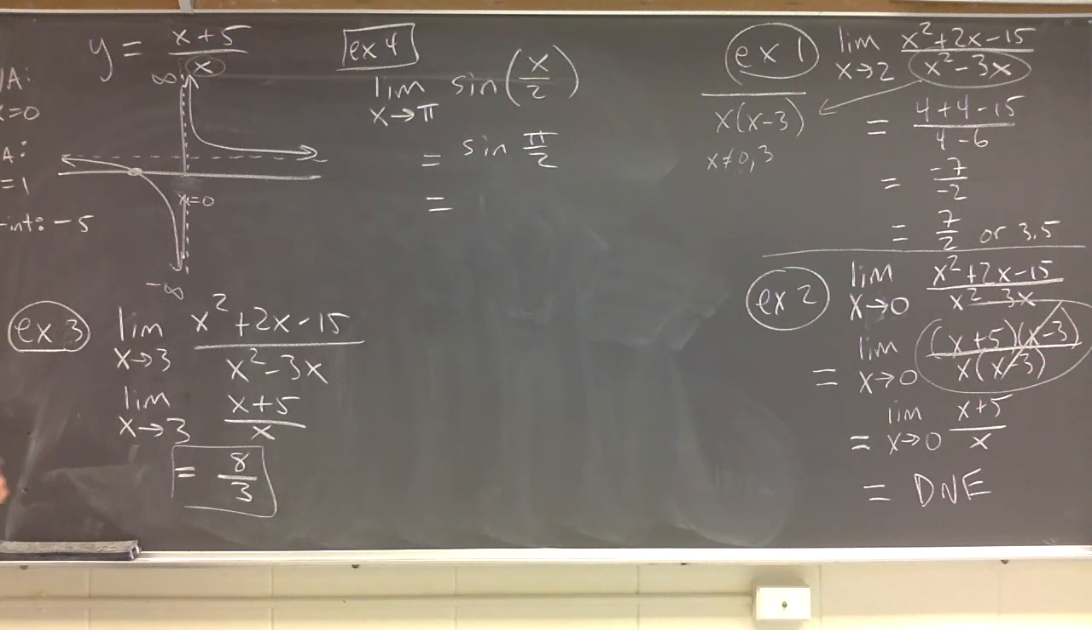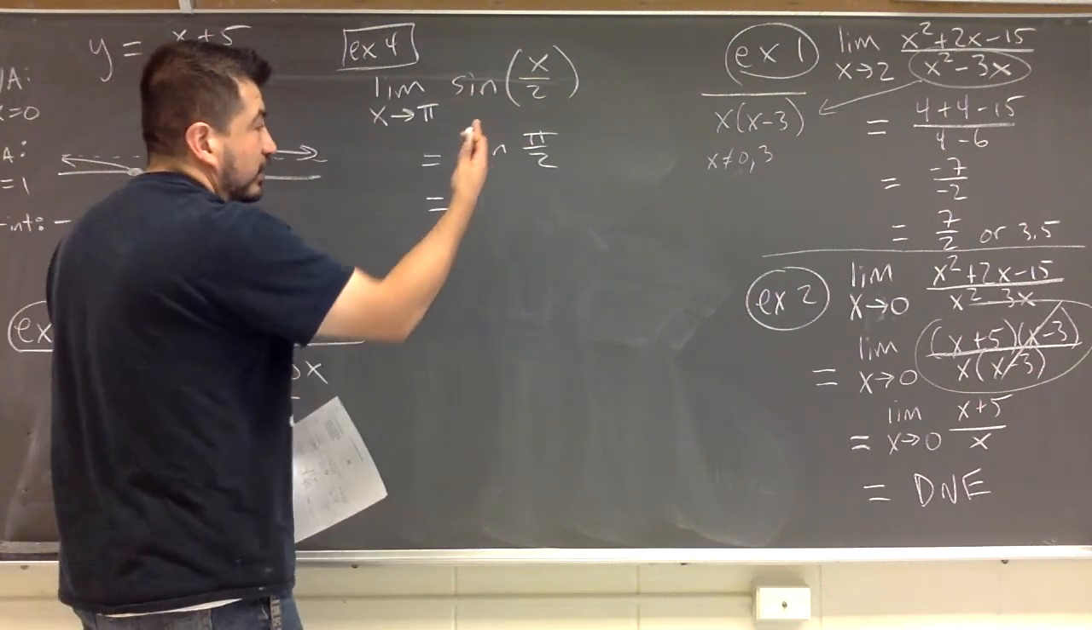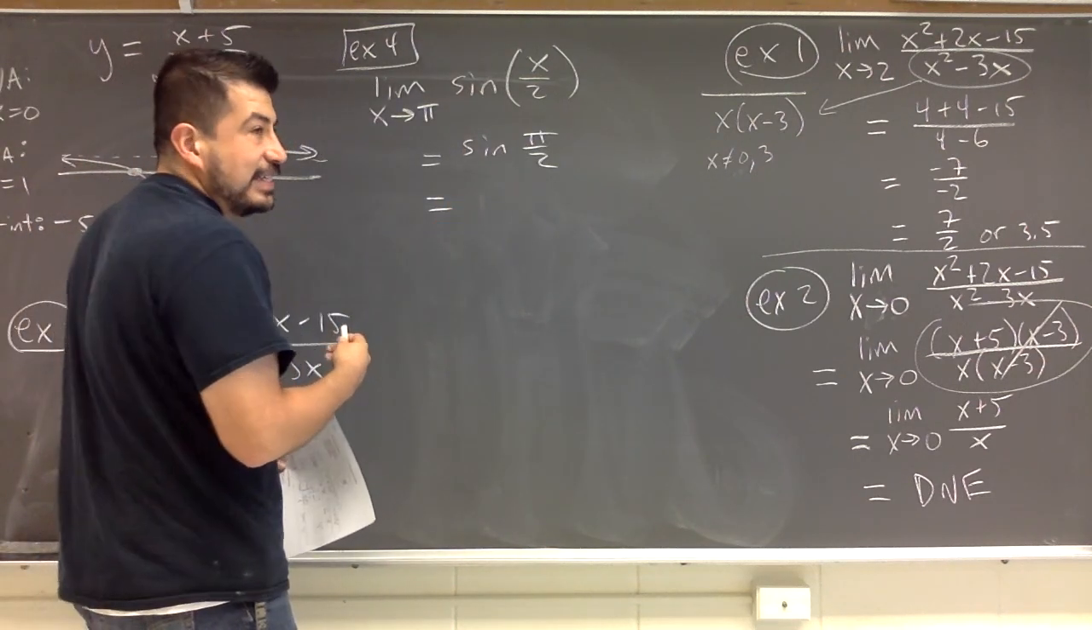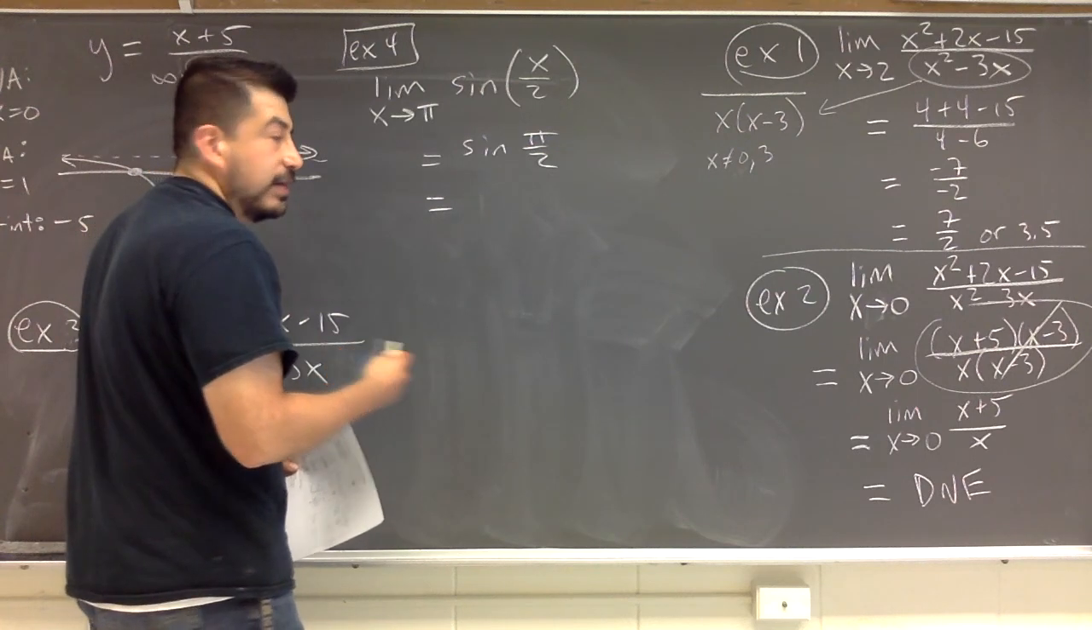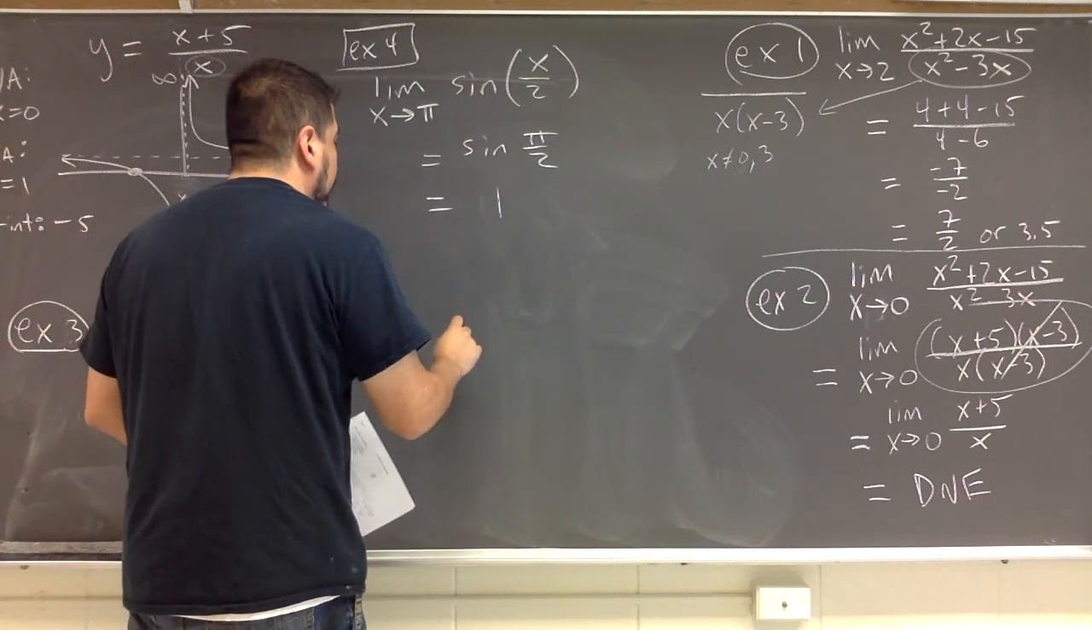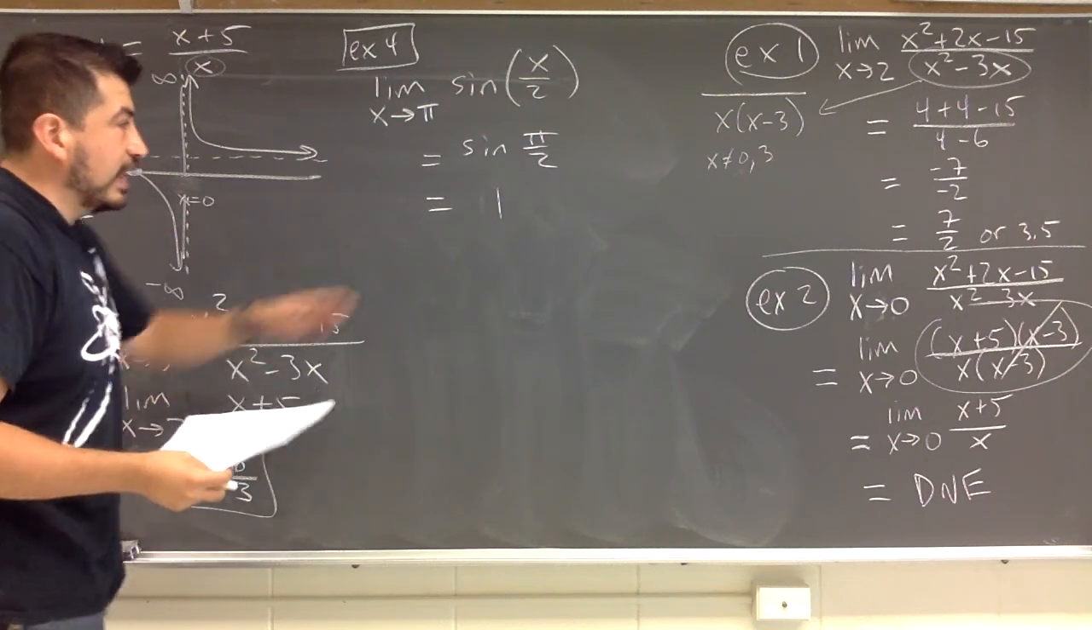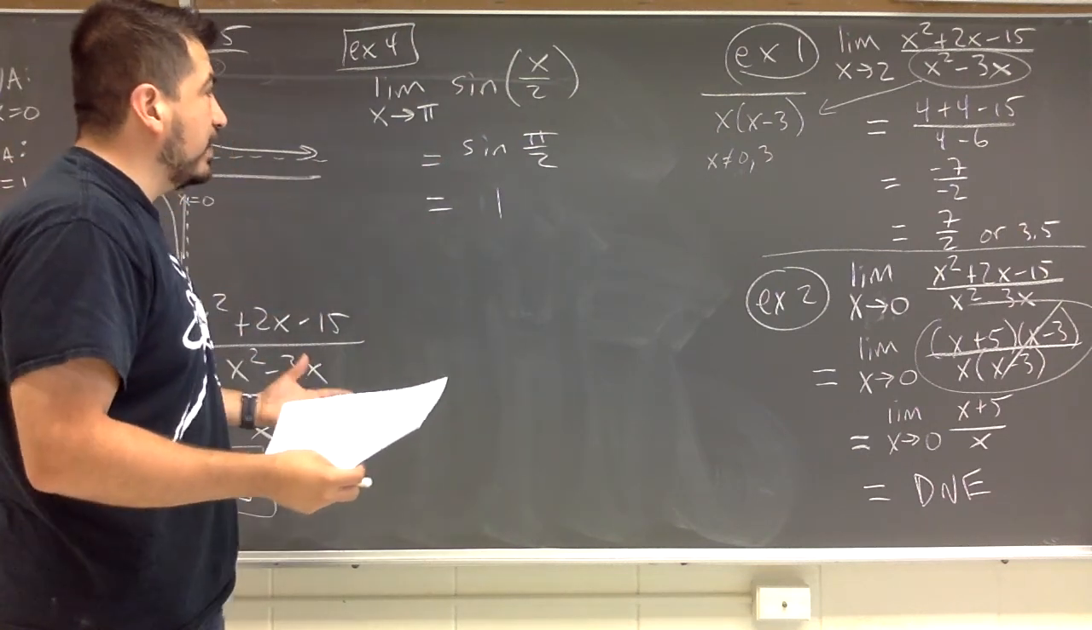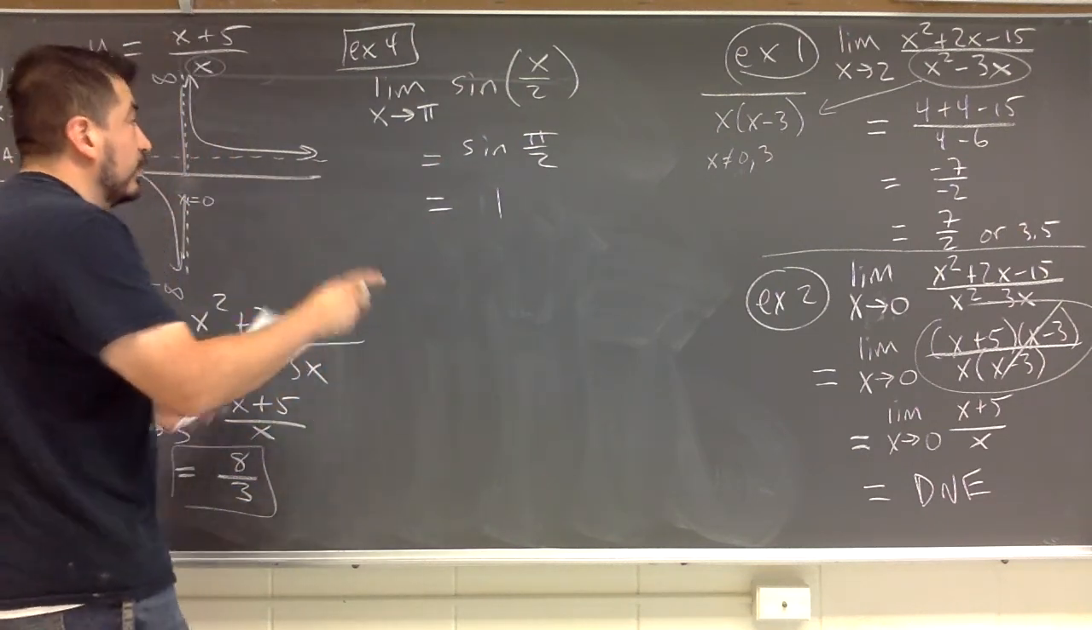That's huge, right? So sine of pi over 2, that's just the y-coordinate at 90 degrees. The y-coordinate there is going to be 1. Okay? And so we're done. The sine of pi over 2 is 1. You can plug in pi. That one's pretty easy. Okay?